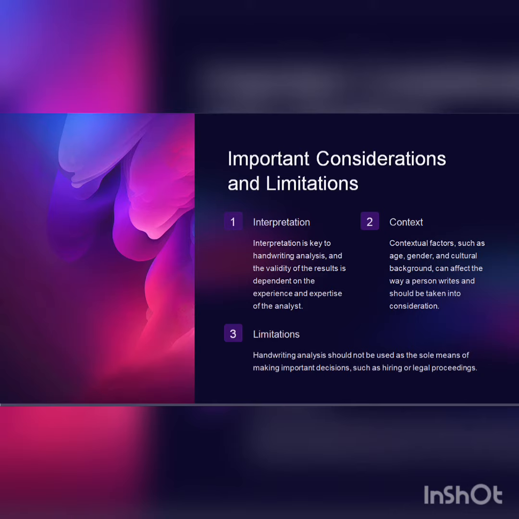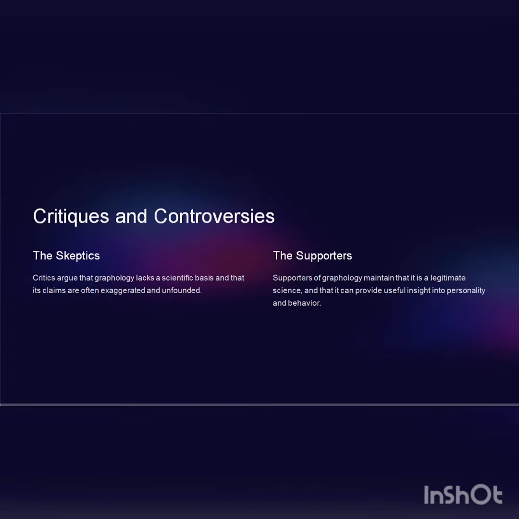Important considerations and limitations. 1. Interpretation. Interpretation is key to handwriting analysis, and the validity of the results is dependent on the experience and expertise of the analyst. 2. Context. Contextual factors, such as age, gender, and cultural background, can affect the way a person writes and should be taken into consideration. 3. Limitations. Handwriting analysis should not be used as the sole means of making important decisions, such as hiring or legal proceedings.